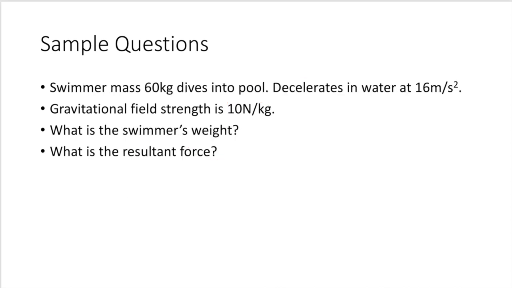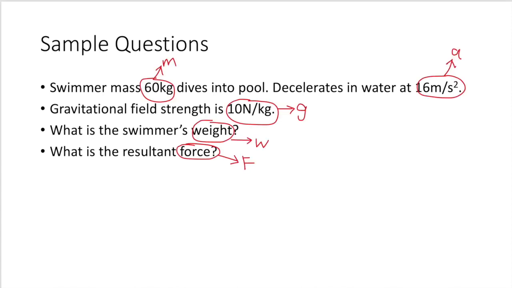A swimmer of this mass dives into a pool and decelerates at this rate after entering the water. Gravitational field strength is this. What is the swimmer's weight and the resultant force? So weight is obviously 60 times 10, that will be 600 newtons. And the resultant force for this one, that's all you can have because not much is given to you. Force equals ma will be this.